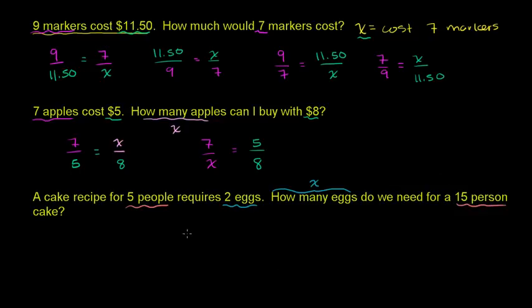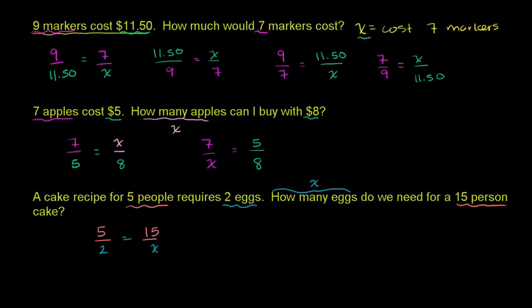So you could say the ratio of people to eggs is constant. So if we have 5 people for 2 eggs, then for 15 people, we are going to need x eggs. This ratio is going to be constant. 5 over 2 is equal to 15 over x. Or you could flip both sides of this.